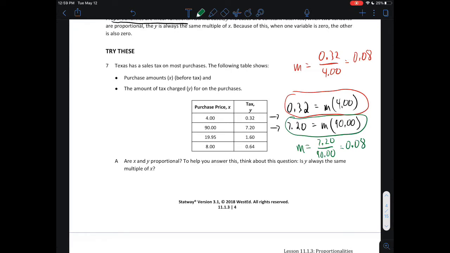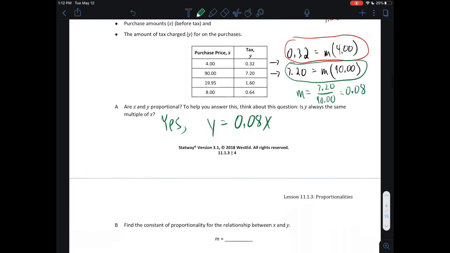Can you take 1995, multiply it by 0.08, and do you get approximately the tax amount? You do. You get 1.596, which rounds to $1.60 because that's how we round dollar and cent amounts. And then how about the purchase price of $8? 8 times 0.08 gives you 64 cents. So yes, and you can say that y is equal to 0.08x. So now moving over to the next page, let's organize a little bit of what we just discovered.